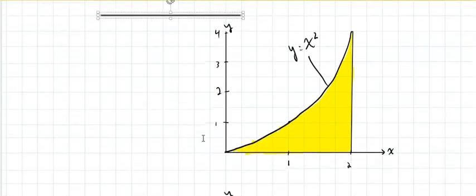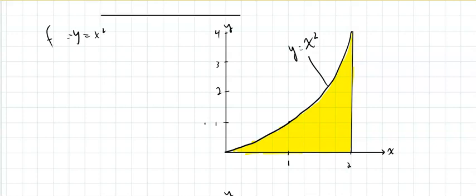Now we want to try and figure out what the area under this curve is. We have y equals x squared as a function. We're running between 0 and 2. We want to find the area. So somebody came up with the idea of rectangular approximations, and let me tell you what that means.